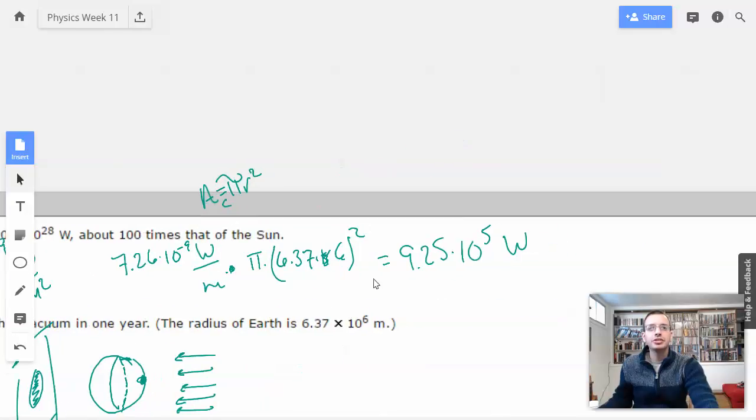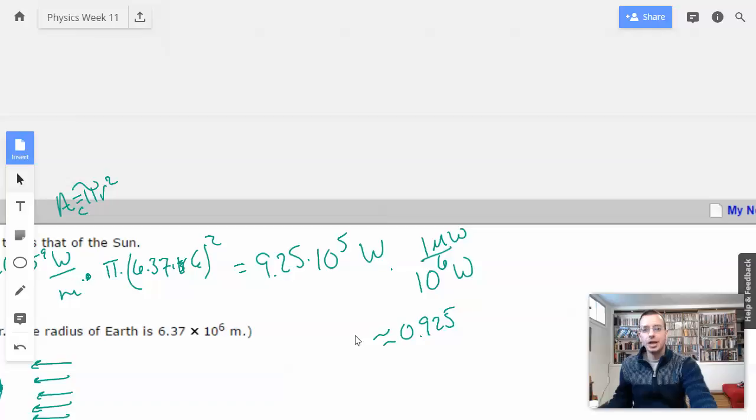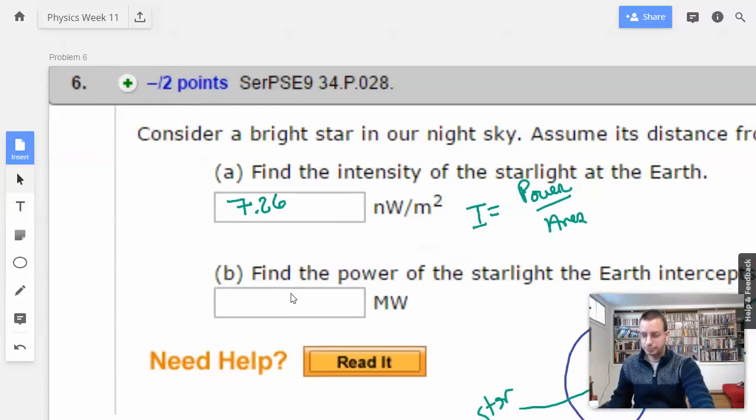All right. So times 1 megawatt per 10 to the 6th watts, which is 0.925 megawatts. Put some units. There we go. Megawatts. All right. Seems good. Yep. It's a little bit more challenging than the previous ones, but still very reasonable. Not too conceptually difficult. All right. On to problem 7.